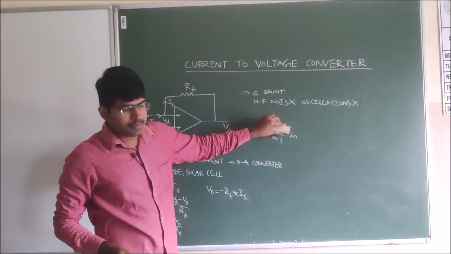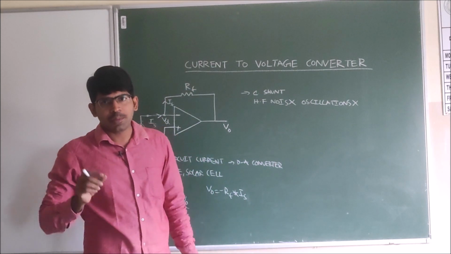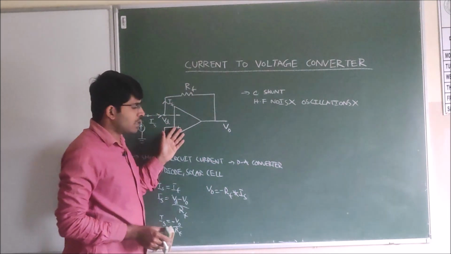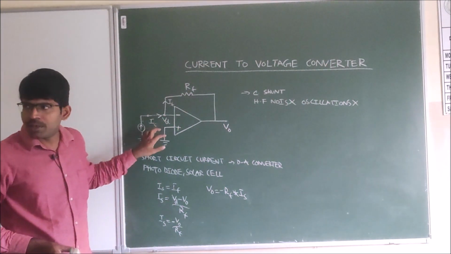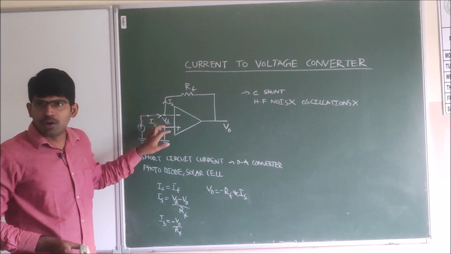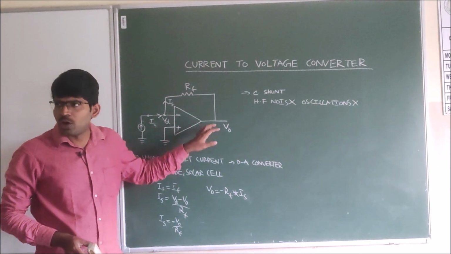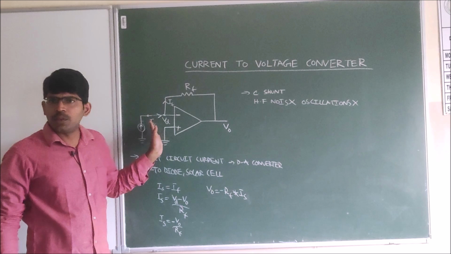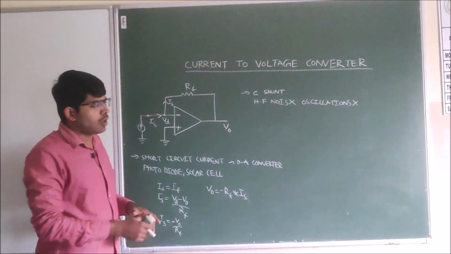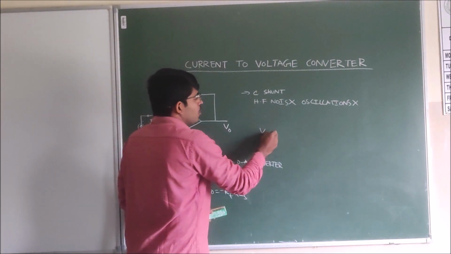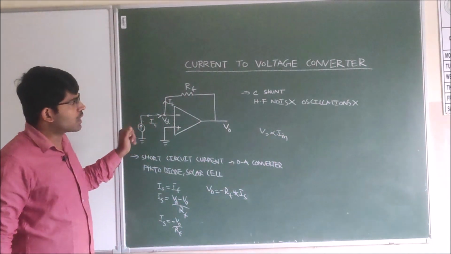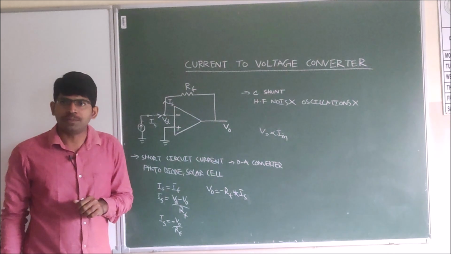But now here we want to do the operation in reverse. Whenever there is a change in the input current, we want to change the output voltage. Means the output voltage depends upon the input current, so the output voltage should be directly proportional to the input current. That type of circuit is called a current to voltage converter.